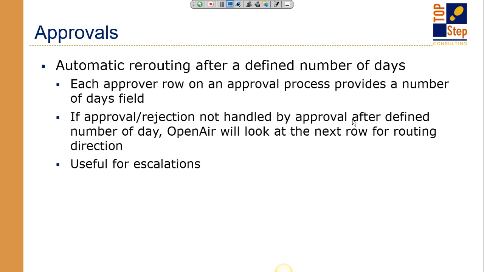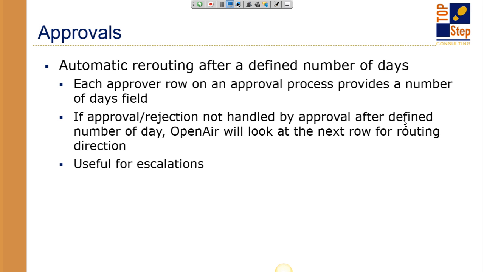And so person A is the primary. They would get the initial alert of the due process. Once it escalates, then an alert would go to person B. At that point, either A or B can still approve it. And then, again, you can have multiple escalations based on the number of days.